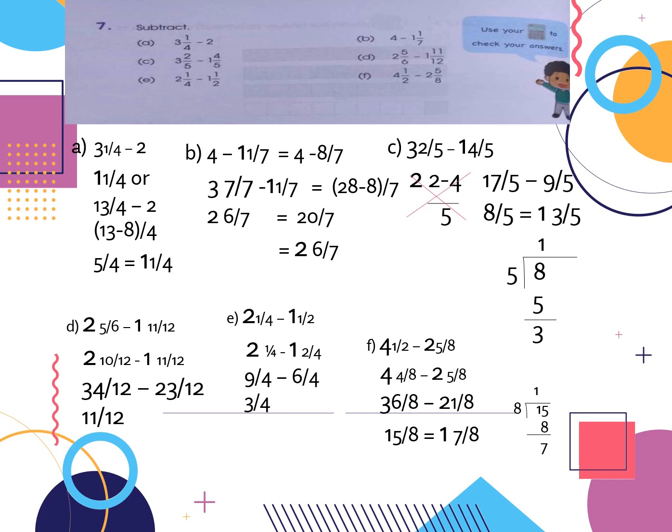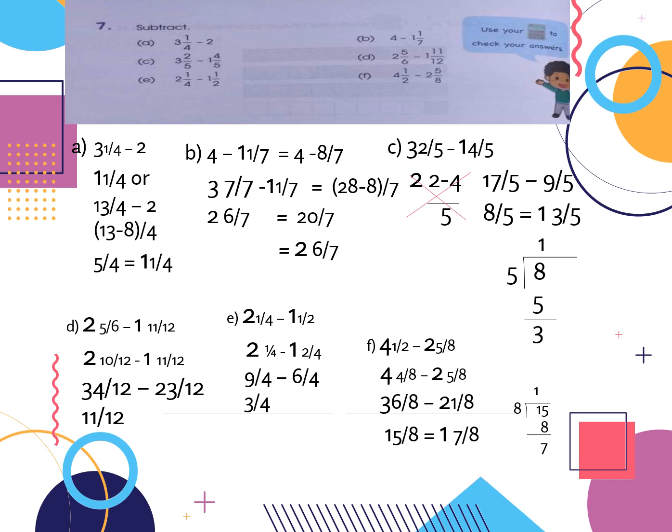In part B, we have 4 minus 1 whole number 1 over 7. There are two ways to solve it. First, we are going to convert 1 whole into 7 over 7. So 4 becomes 3 whole numbers 7 over 7 minus 1 whole number 1 over 7. Now we are going to simply subtract the whole numbers first. So we have 3 minus 1 is 2, and 7 minus 1 is 6 over 7. This is for the fraction part.